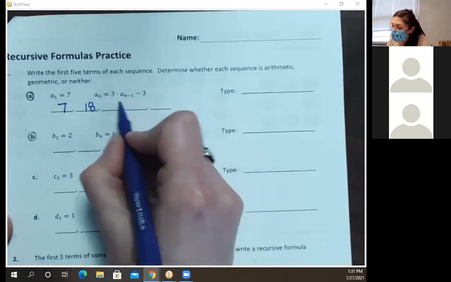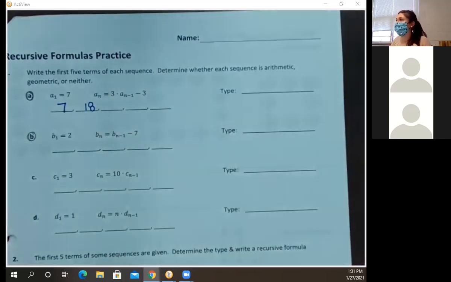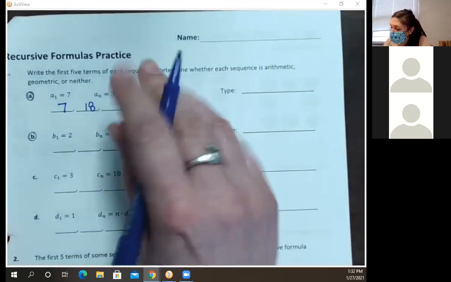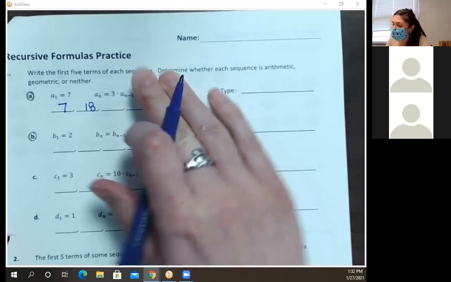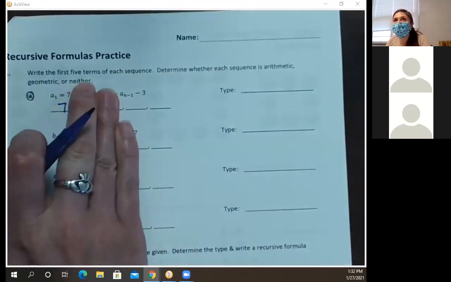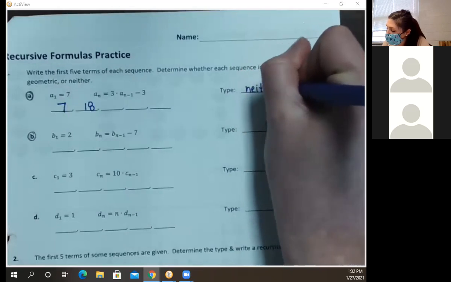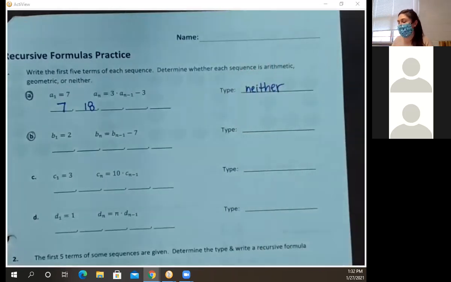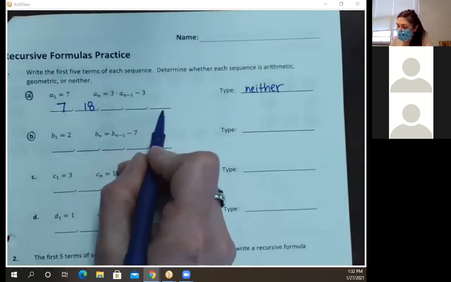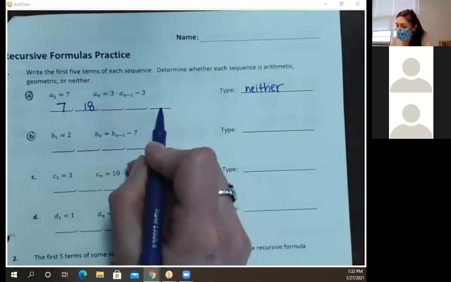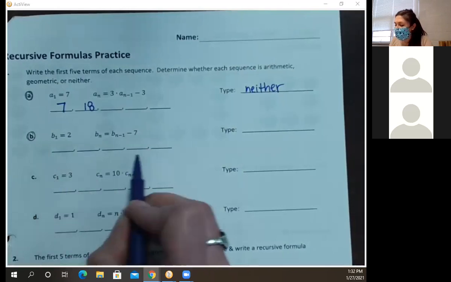So based on our formula here, arithmetic, geometric, or neither? Neither, yeah. If I were just multiplying, this would be geometric. If I were just subtracting, it would be arithmetic. Since I'm not doing a single one of those, this would be neither. So take a minute and fill in the rest of this sequence and try B.